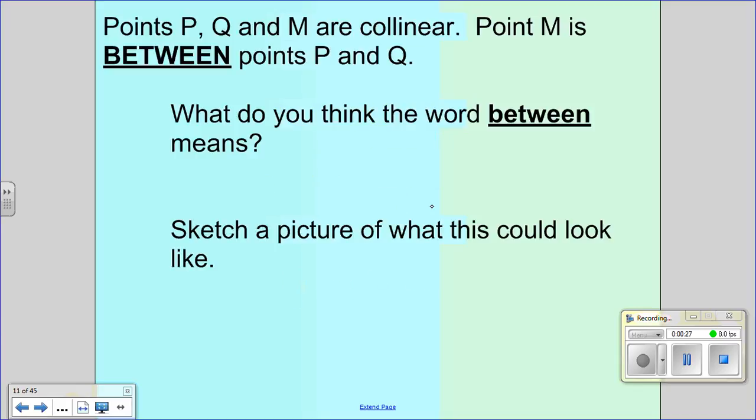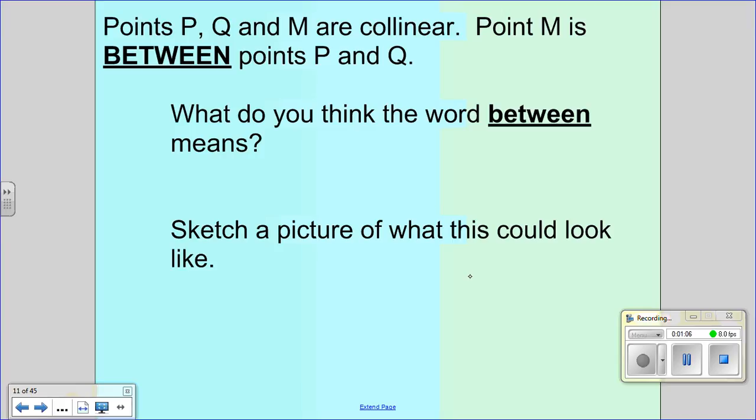Points P, Q, and M are collinear, meaning on the same line. Point M is between points P and Q. So what do you think the word between means? A lot of times people will say between means in the middle, but it's not necessarily always directly in the middle. It can be, but it could be in other places as well. So my definition of between is inside two other points.